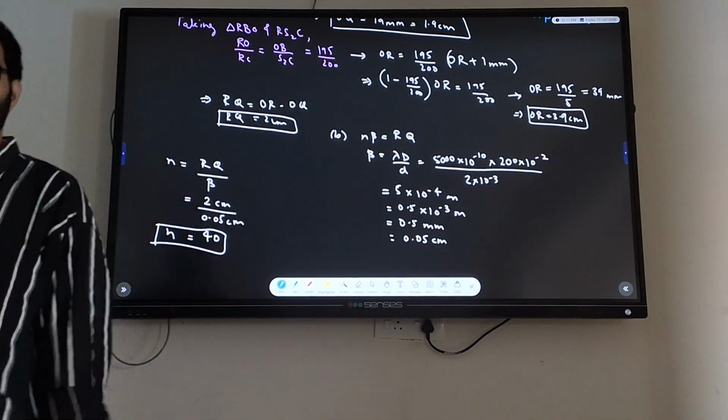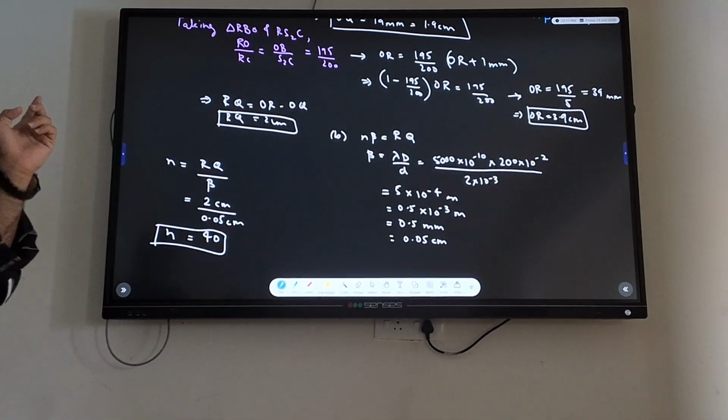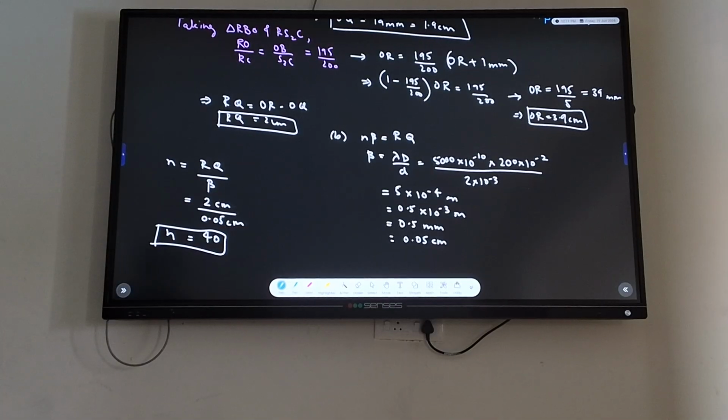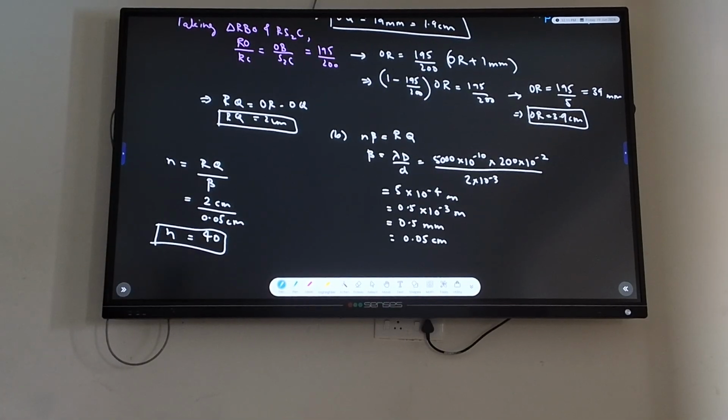Did you understand the process? It's totally geometry. Whenever mirrors come, most of the times we will use ray diagrams and that will hint towards geometry. Yes, got it.